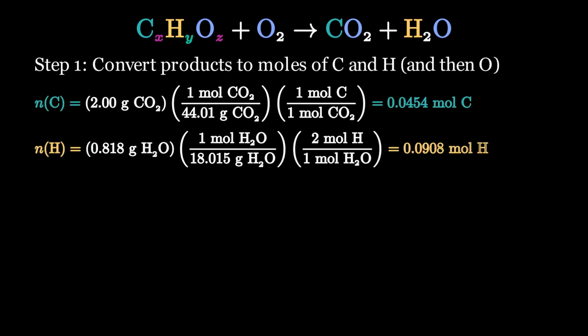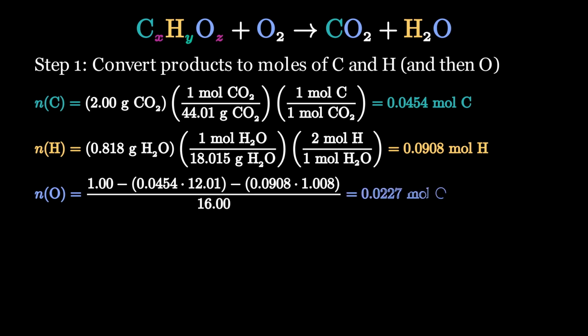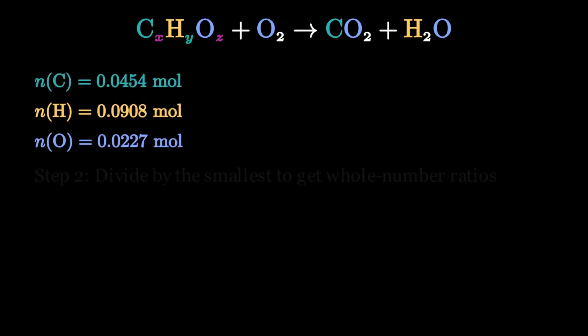Then we convert those moles into grams of carbon and grams of hydrogen. Since the original sample was 1 gram total, we can subtract the mass of carbon and hydrogen from 1 gram to find the mass of oxygen that must have been in the compound. Then we convert that oxygen mass into moles of oxygen. Now we have moles of carbon, moles of hydrogen, and moles of oxygen.